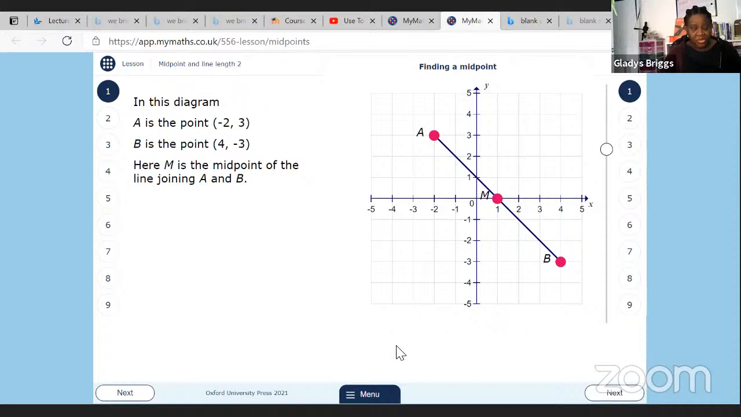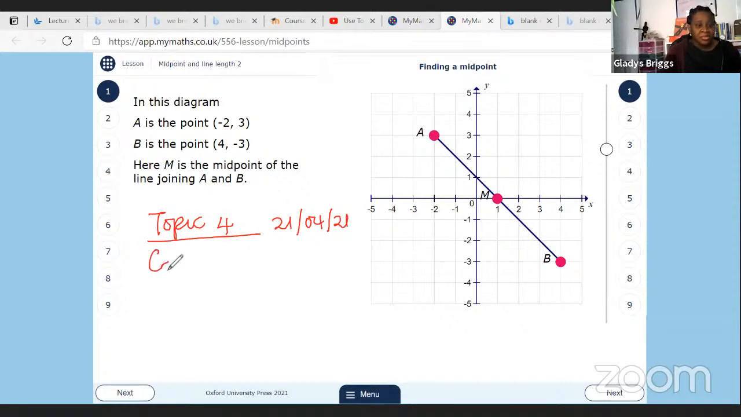So I'm just going to write the equation. I'm going to get you to write, and the topic is, let's get going. Our topic is topic 4. And today is 04/21. And we're starting coordinates. We're looking at coordinate geometry. And we just want to start off with midpoints now, okay?